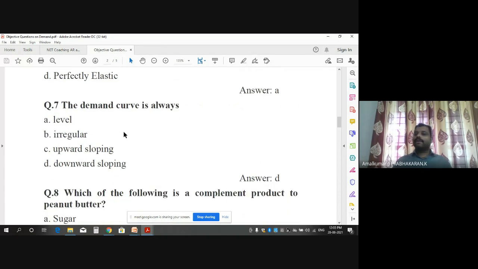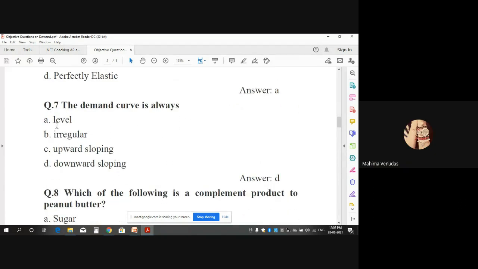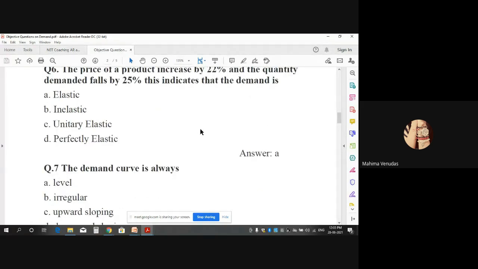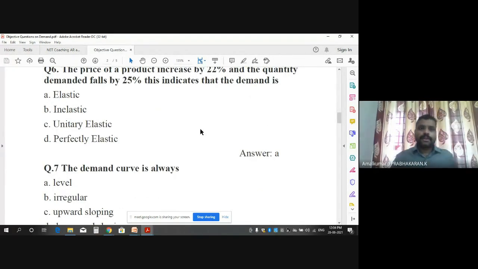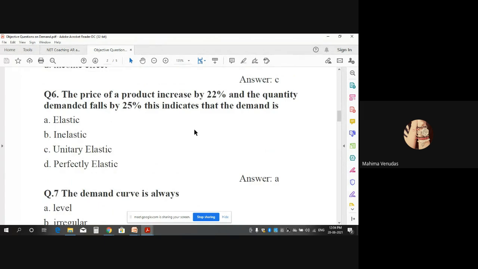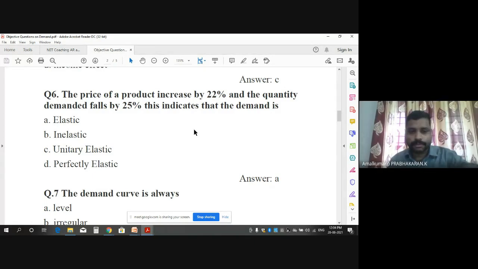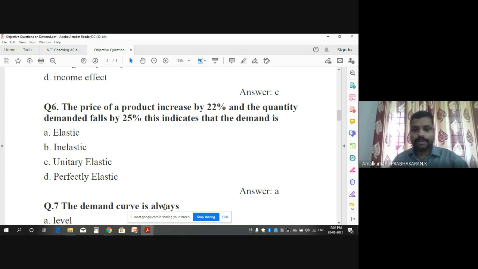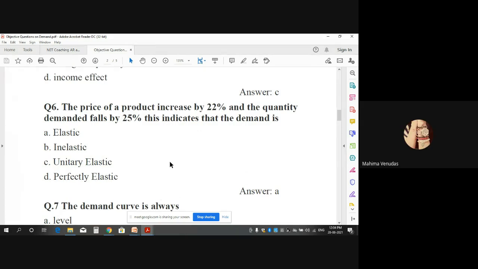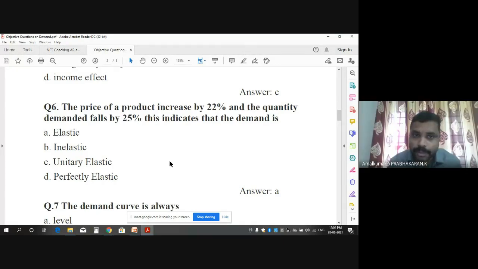Then the demand curve is always... Can you please explain what? Hello? Sir, what is mean by perfectly elastic? Hello, I cannot able to hear you. Hello? Hello? Sorry, I cannot able to hear you. Hello? Sir. Hello, sir. What do you mean by price elastic? What do you mean by price elasticity?